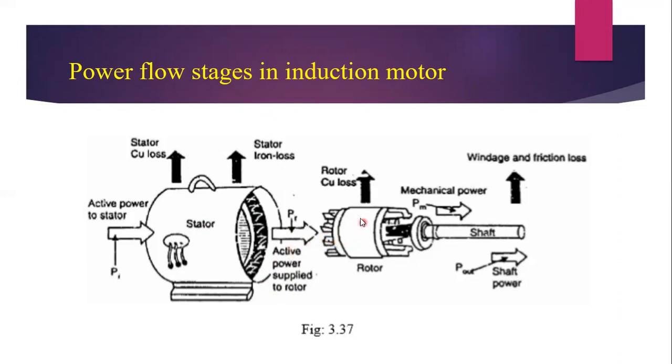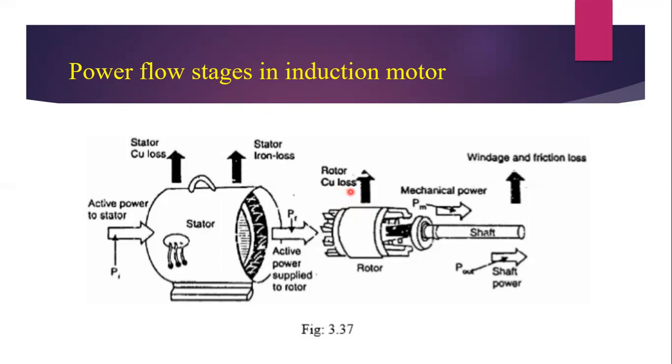Then the rotor also has copper loss. The rotor frequency is very low, so the iron losses are almost negligible. The rotor frequency is slip times the stator frequency: Fr is equal to S times Fs. Generally, iron losses depend on frequency, so the rotor iron losses are negligible. Here we are not including rotor iron losses.